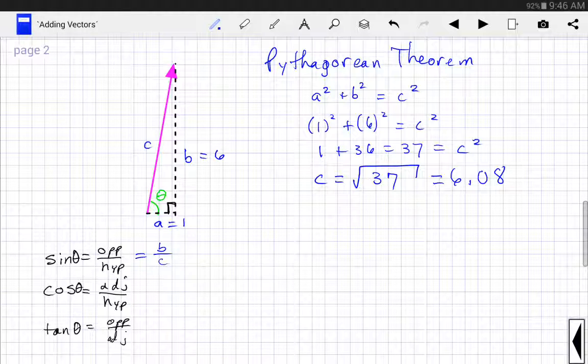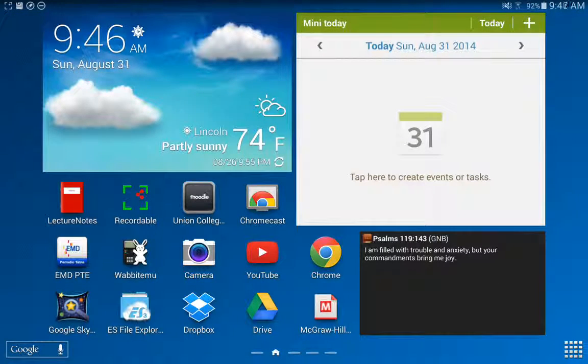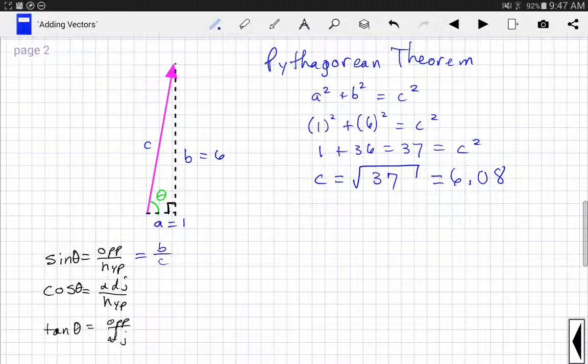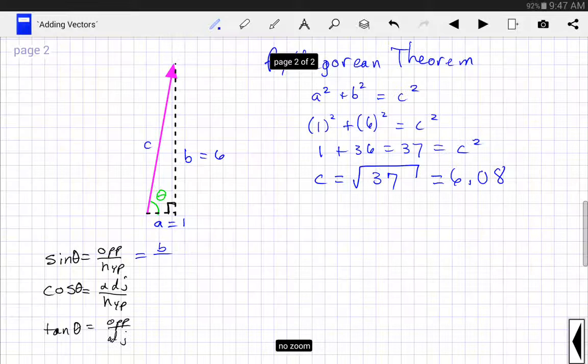Sorry, I pressed the wrong button. It should be coming back here. So sine theta is equal to B over C for this case. That was because I got anxious and pressed it twice.